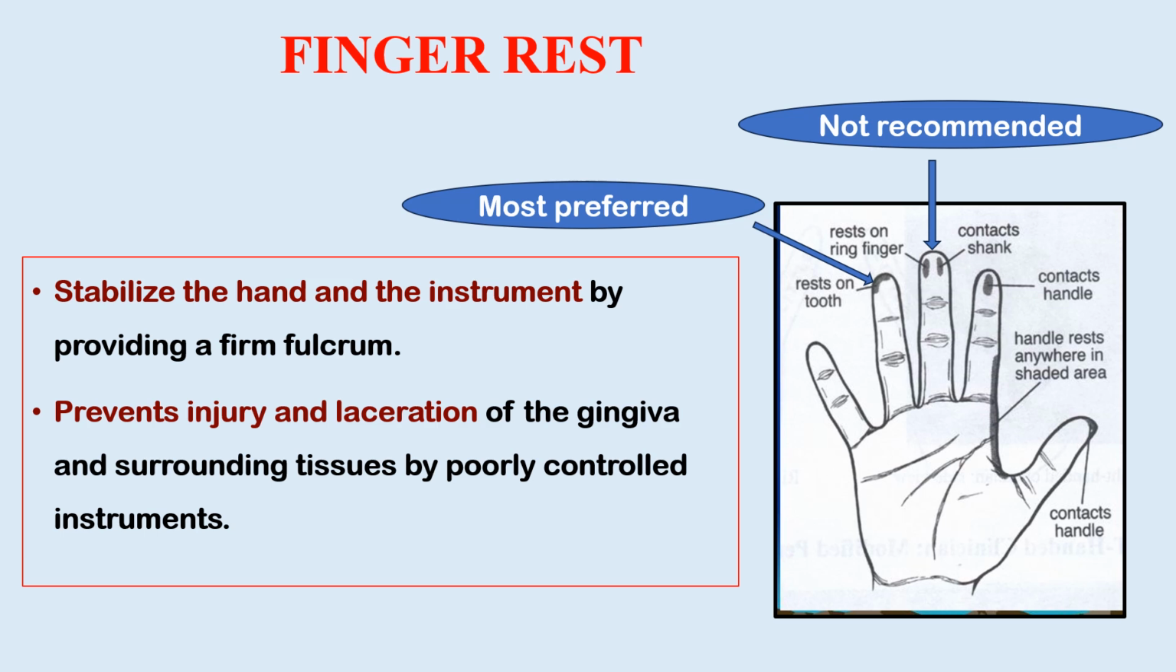Coming to the finger rest, it is used to stabilize the hand and the instrument by providing a firm fulcrum. Finger rest also prevents injury and laceration of the gingiva and surrounding tissues by poorly controlled instruments. The most preferred finger used as finger rest is the ring finger, whereas the middle finger is not very much recommended as it restricts the arc of movement during any activation strokes.